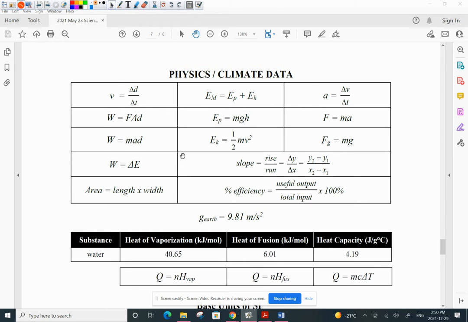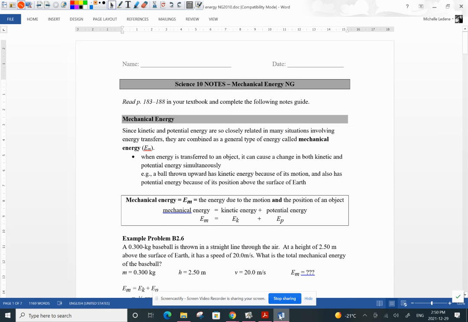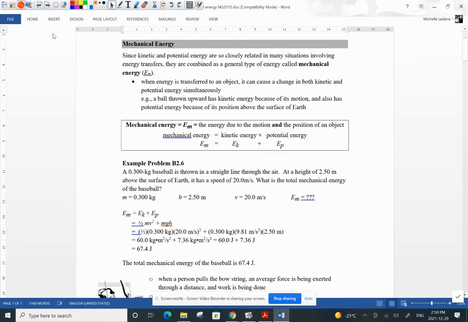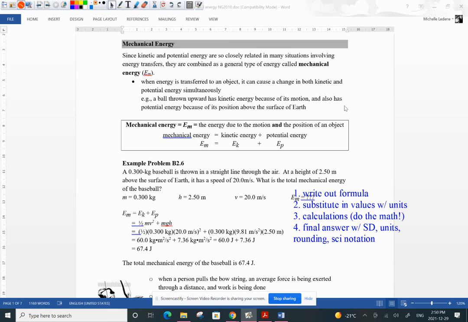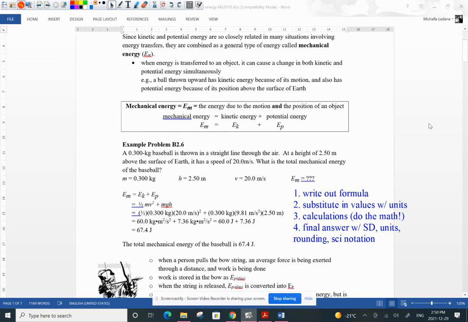Okay, so when we are doing these questions, as we always do, we need to write out our formula, substitute in our values with units, do our math on our calculator, show our final answer with sig digs, units, rounding, scientific notation.